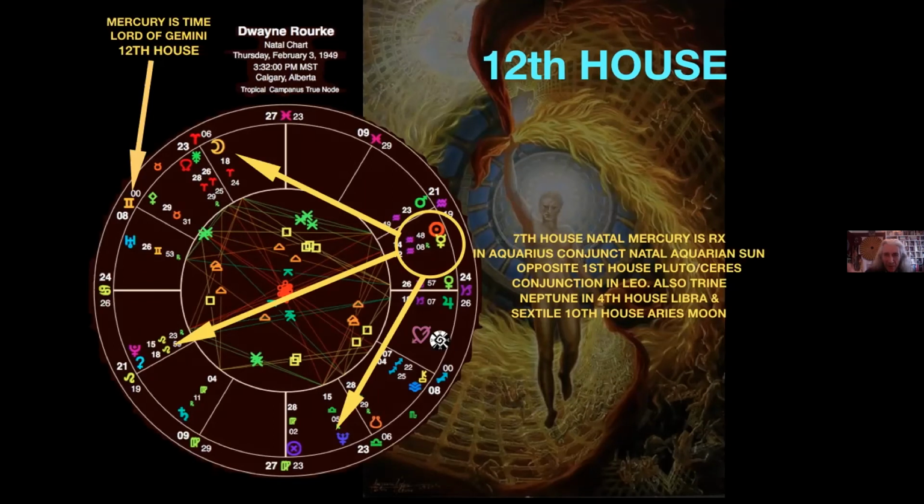Mercury, which natally is in the 7th house. That Mercury is sextile to the moon, opposite my Pluto-Ceres conjunction in the 1st house. And I'm looking also down to Neptune with the trine. So I'm getting a sense of the pattern at play, or the patterns at play, during this 12th house passage.